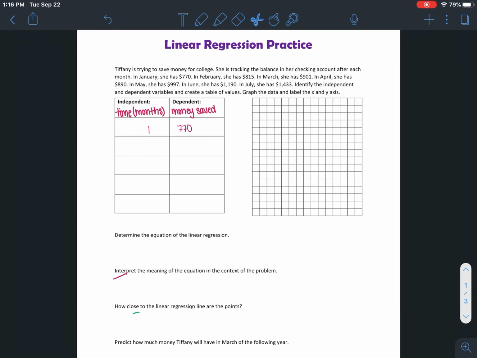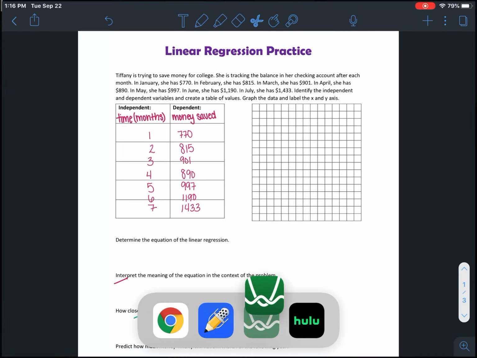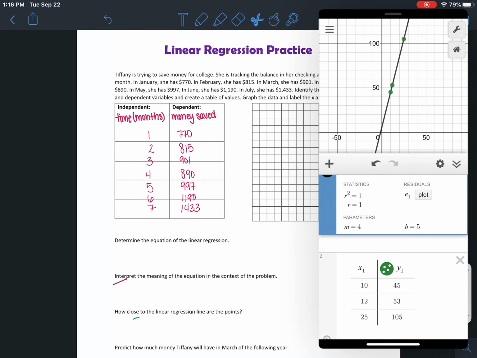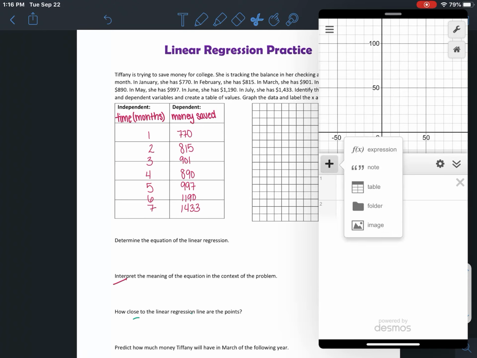So January, month 1, she had $770. February, March, April, May, June, July. And yes, I don't have enough lines for all of this, so I just kind of squeezed it in to make room as best I could. From there, we're going to determine the equation for the linear regression. So I'll again open up Desmos here. I have stuff from a previous lesson, so I will have to go through and delete that so that I have a fresh, clean page.